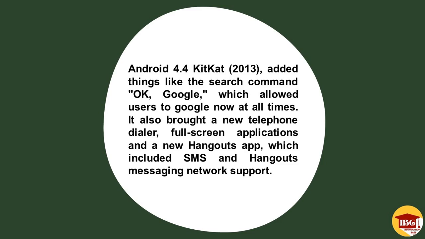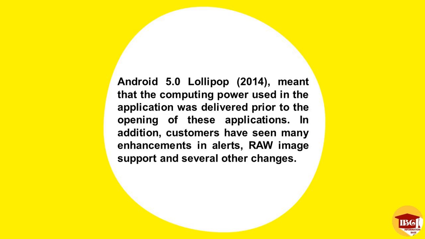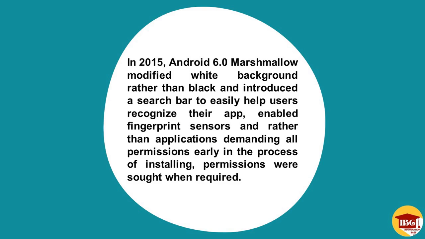Android 5.0 Lollipop 2014 meant that the computing power used in the application was delivered prior to the opening of these applications. In addition, customers have seen many enhancements in alerts, raw image support and several other changes. In 2015, for example, Android 6.0 Marshmallow modified the white background rather than black and introduced a search bar to easily help users recognize their app, enabled fingerprint sensors, and rather than applications demanding all permissions early in the process of installing, permissions were set when required.